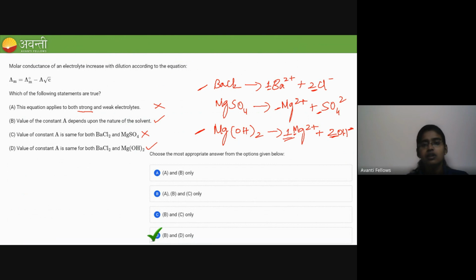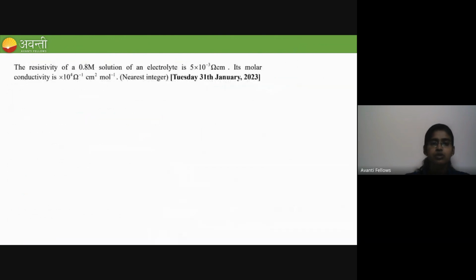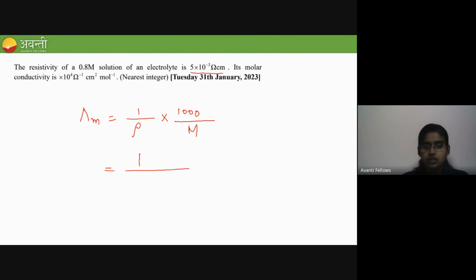Okay. Now let us move on to one more question. JEE question of this year. The resistivity of a 0.8 molar solution of an electrolyte is given and we have to find out its molar conductivity. So what is the formula? Lambda m is equal to 1 by rho, which I can put in place of kappa, into 1000 by M. Because the resistivity value is given, no? So in place of kappa, I can substitute this. This is nothing but rho.